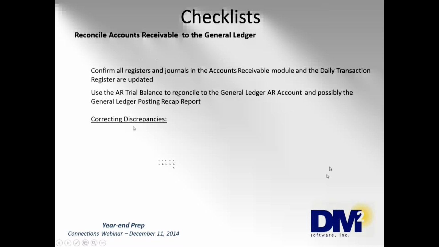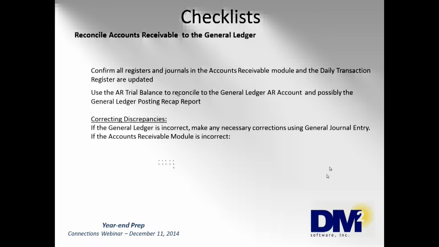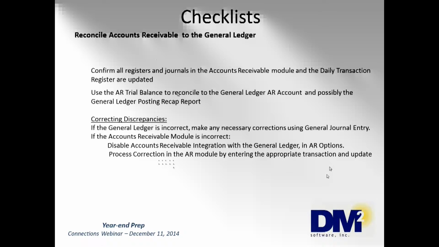Correcting the discrepancies, the same thing. If a general ledger is incorrect, then you're going to make that general journal entry. If AR is incorrect, you're going to do the same thing. You're going to disable the general ledger flag in the AR option and make your corrections, update, and then turn that integration back on. So when you've done your reconciliations, if you have closing adjustments, you're going to enter those.